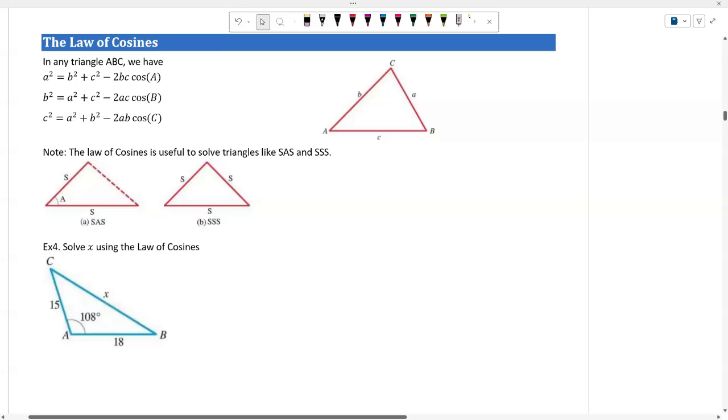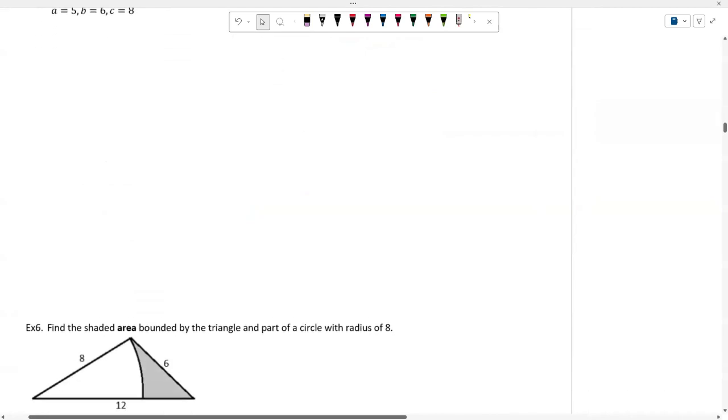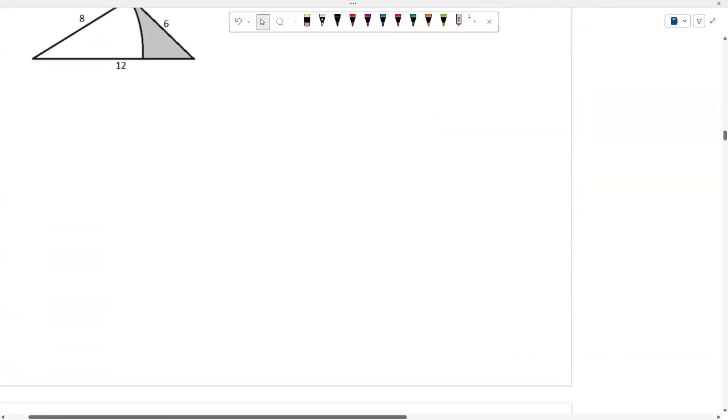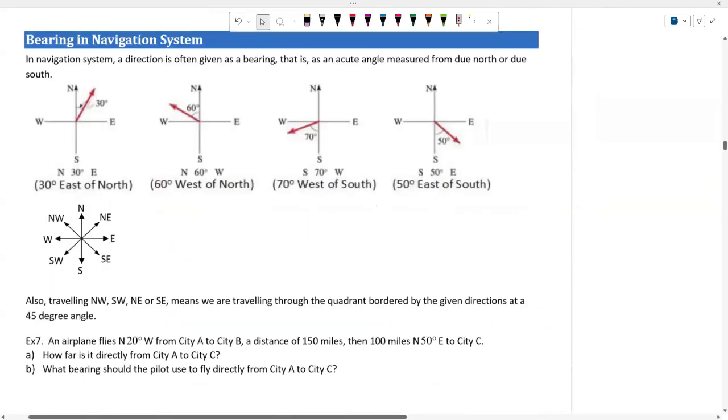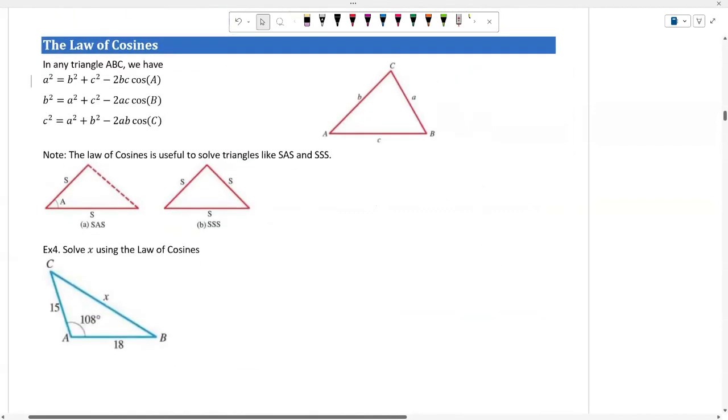Hi, in this video, we will learn how to use the law of cosines to solve triangles. Then we will try to use both the law of sines and cosines to solve some problems. Then let us start.